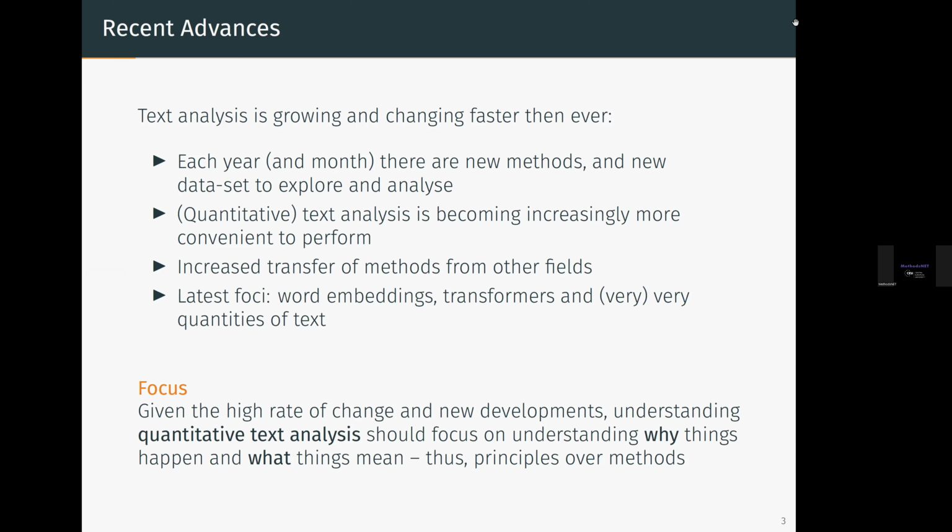So the focus here is that given the high rate of change and developments, in understanding quantitative text analysis, you should focus on understanding why things happen and what they mean, meaning that you better focus on principles over methods. The reason for this is that there are so many methods to choose from that it doesn't make an awful lot of sense to learn them all by heart. You'll find that by the time you learn them, you probably already are behind. It's way better to understand what's going on, why things are happening in your text, and what you actually want, and then find the method that fits with that. I will get back to that later on.